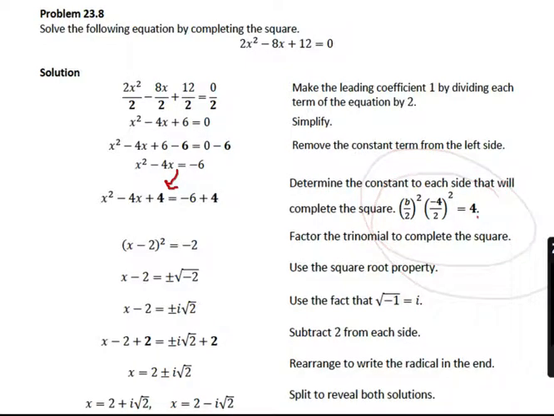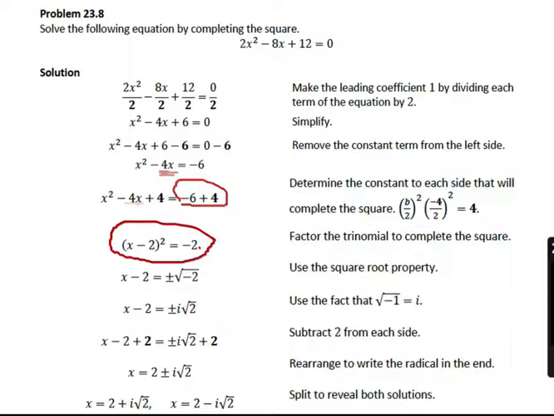And whatever we add to the left, we should add to the right so that we have a valid equation. Now, on the left side, we have a perfect square trinomial, which can be factored as x minus 2 squared. So this negative 2 is what we have found by dividing the coefficient of x by 2. And then on the right side, we have negative 6 plus 4, which is negative 2.